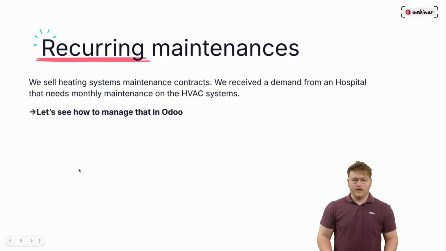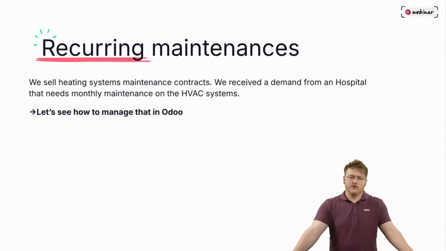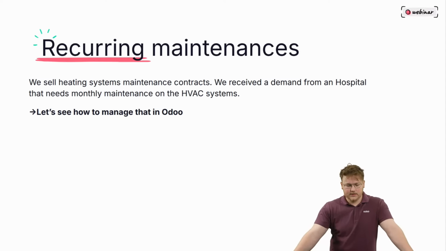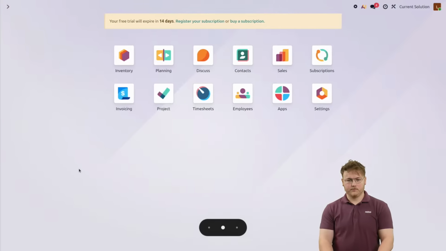Let's talk about the last use case that I want to present to you. There will be a little bonus one, but this one is for recurring maintenances. So we sell heating systems maintenance contracts, and we have just one of our clients, the Liège Hospital, that wants to have that maintenance contract with us, and it's for their HVAC systems on a monthly basis. Let's see how we can manage that in Odoo within the planning app.